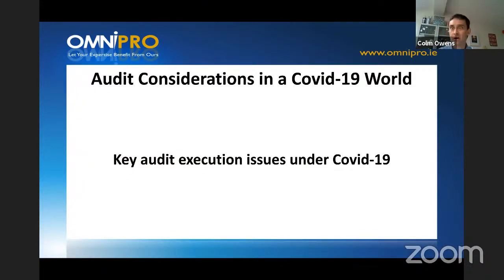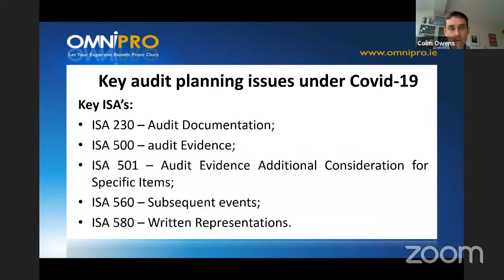Moving on, so that's kind of covered off. I know it's a whistle stop tour of planning, but what are we looking at in terms of execution issues? The key issues here: documentation versus evidence. It's always going there. 501, specifically focusing on stock takes, really, to be honest, that's what we're looking at. Subsequent events and written reps. The slides are all there.